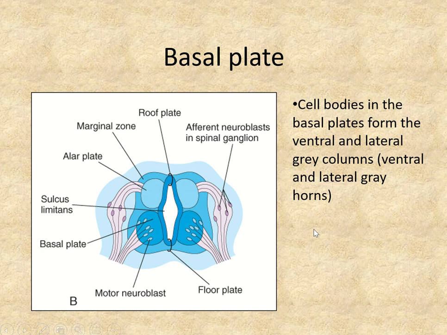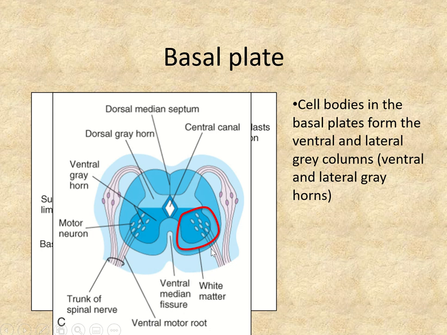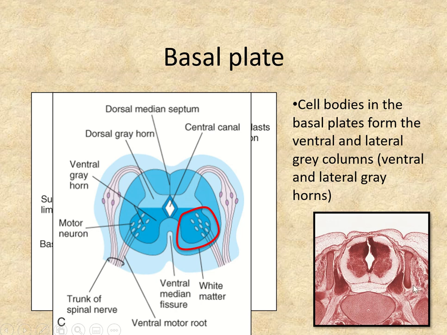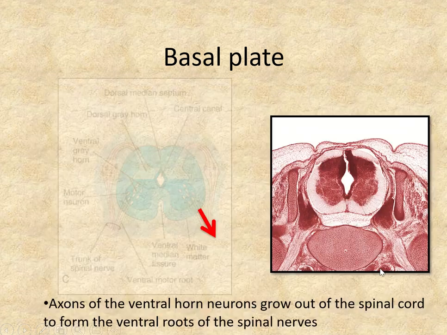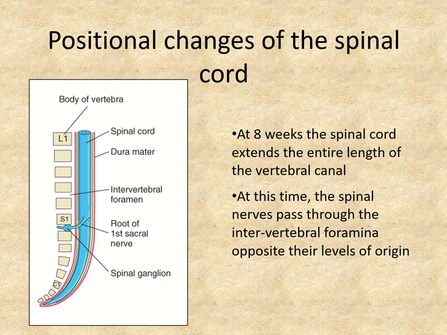Okay, the basal plate: these cells are going to have efferent function because these neurons are going to send signals to skeletal muscle, and so it's going to become the ventral horn and the lateral horn of the spinal cord. When you look at the picture, it's going to be located in this region. And these signals go out. The axons grow out along with the musculature that they are their effector targets.